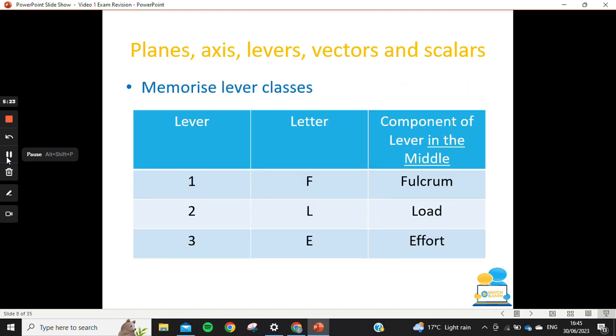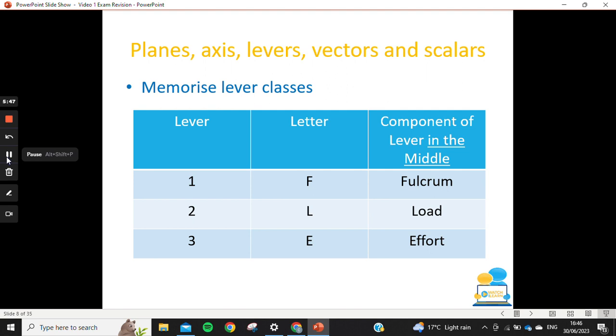There is a little mnemonic device here. So we have our first class lever, our second class lever, and our third class lever. We know that in our first class levers, the fulcrum is always in the middle of the load and the effort. So 1 matches to F.